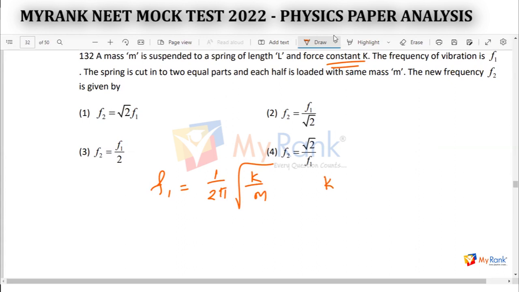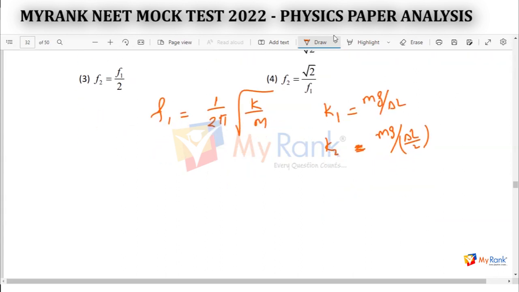And here K is there now. K1, K2 we should write here. K1 is nothing but mg by delta L, students. Likewise, K2 is nothing but mg by, the spring is cut into two equal parts, so it will become half, delta L by 2, students. F is equal to kx now, students. So if you cross multiply, you'll get F. Mg is nothing but F only, no? So we can write K1, K2 values like this. In that case, K2 is equal to 2 K1.